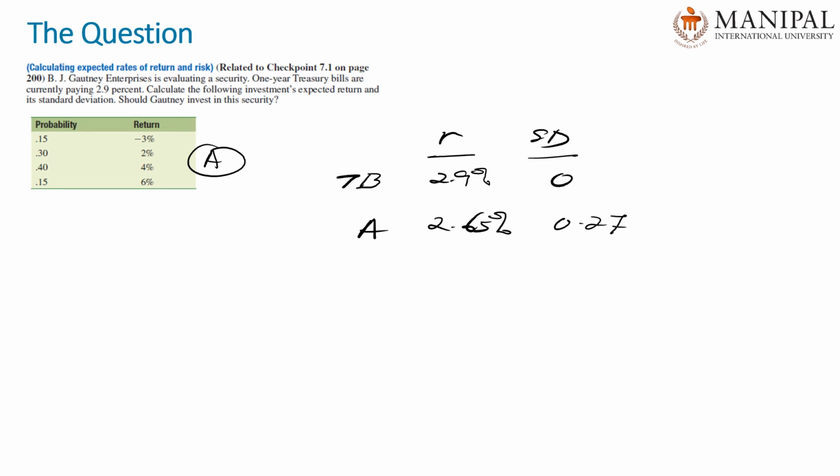Now you can make a comparison whether A is worth investing in or not compared to the treasury bill. The treasury bill, without any risk, is giving you back 2.9%. For asset A, the risk is 0.27. It's not that far, but it is still higher compared to the treasury bill, and the return that it promised is only 2.65, which is lower. So you are taking unnecessary risk for a lower return. The better decision is to go for the treasury bill, where you don't have to take any risk and you are assured of 2.9%, which is higher than A.